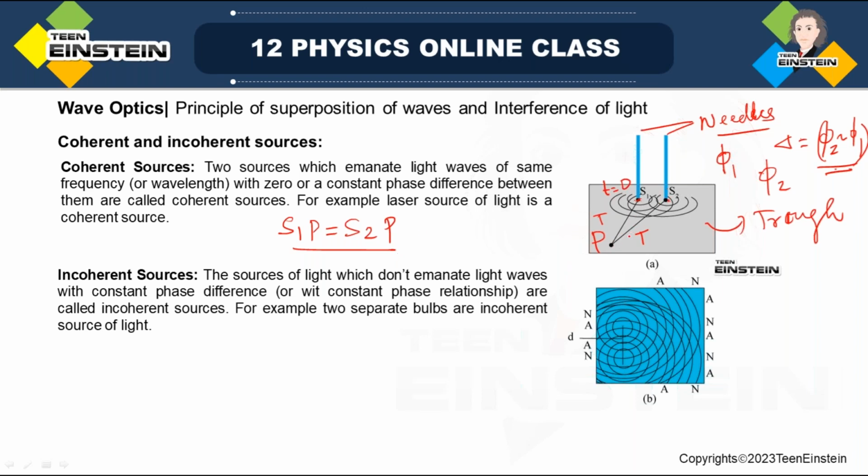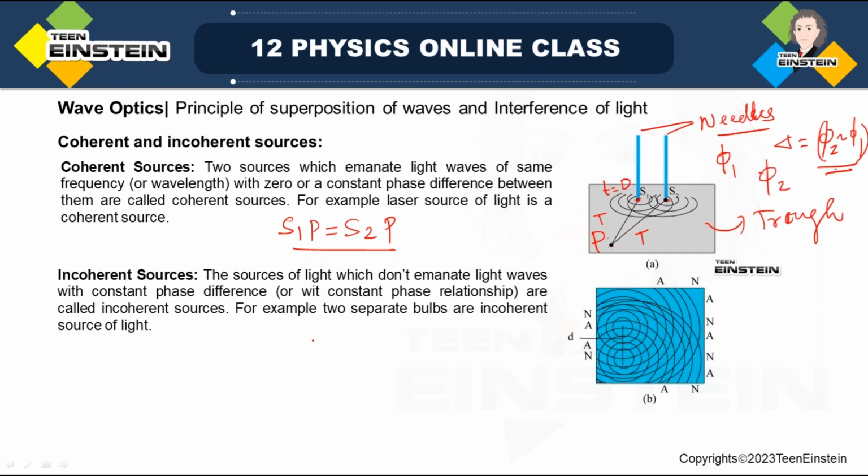So if there is no path difference, they are in phase. They have maintained a constant phase relationship, because in the beginning they are produced at the same time and they reach here at the same time. They take the same duration of time to reach over here, so they don't have any time lag and they don't have any path difference.